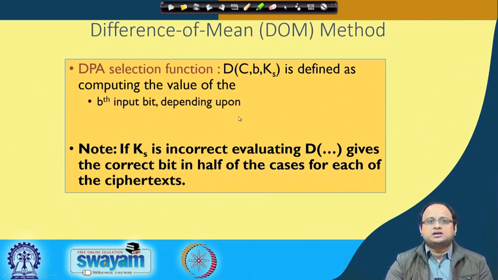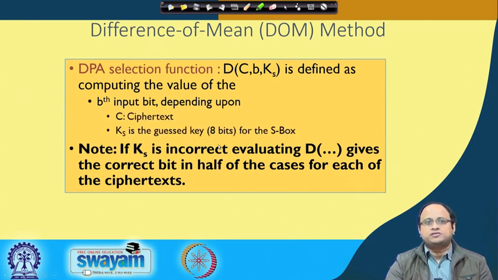The idea is that this is a bth input bit depending upon the ciphertext C and also the KS, which is the guessed 8 bits of the key. If your key guess is incorrect in evaluating D, then this will still give you the correct bit in some cases, because in that case it becomes like a pseudo-random function, compared with the actual bit which is getting computed by your hardware, because your hardware knows the correct secret, which is suppose embedded in your hardware.